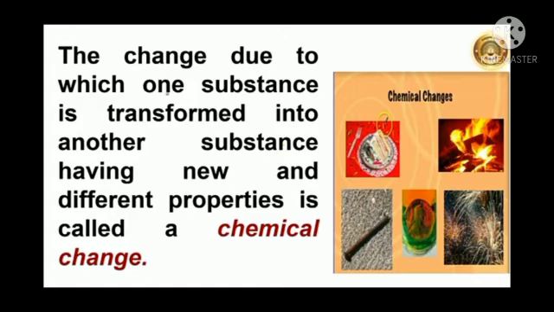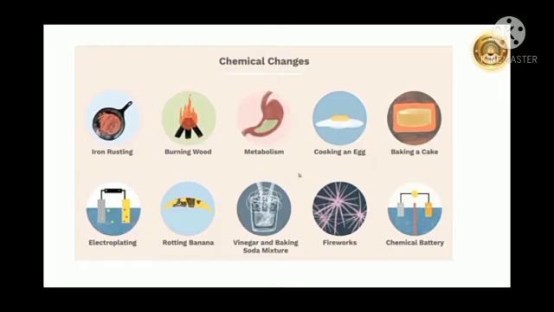The change due to which one substance is transformed into another substance having new and different properties is called a chemical change. These are some examples of chemical changes: the rusting of iron, burning of wood, the metabolic activities that take place in our body, cooking an egg, baking a cake, etc. are all examples of chemical changes.